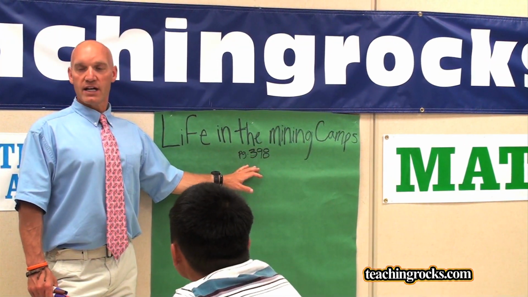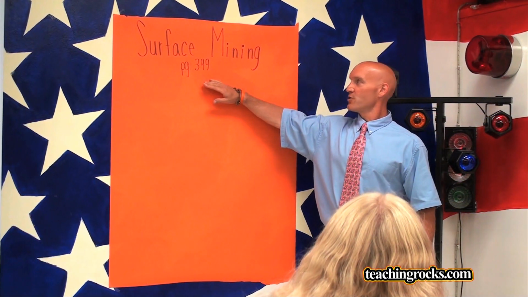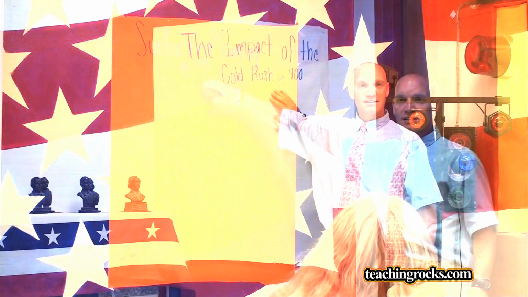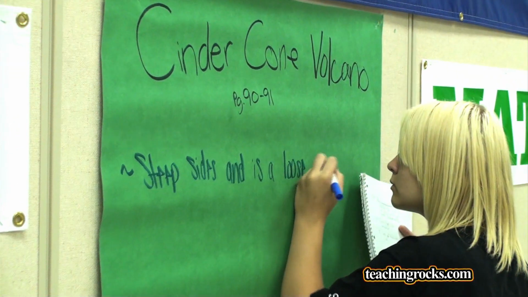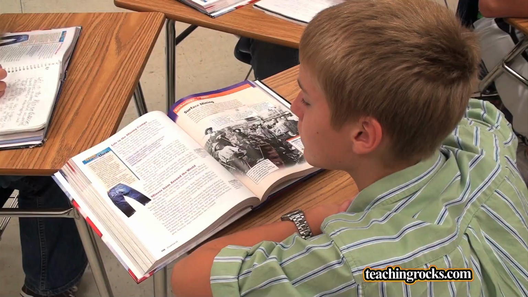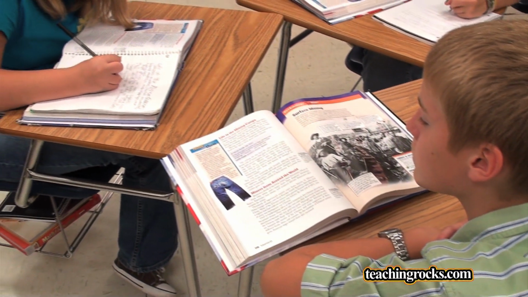For instance, if I were discussing the parts of an atom, I might write nucleus, protons, electrons, and neutrons, along with the page numbers or other resources where the students can find the information. Next, I would create as many cooperative groups as there are pieces of paper on the walls. I may have 4 or as many as 8 groups.